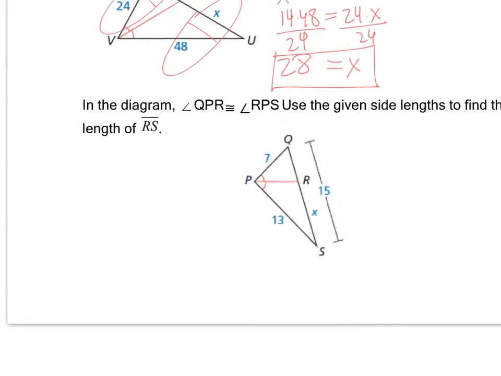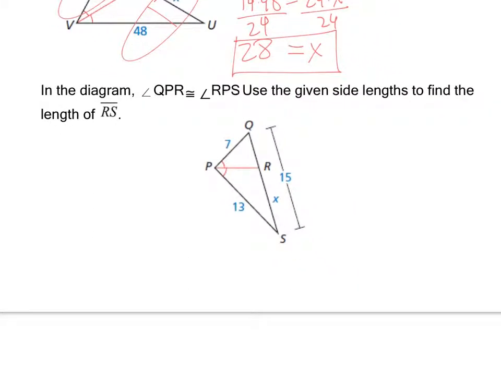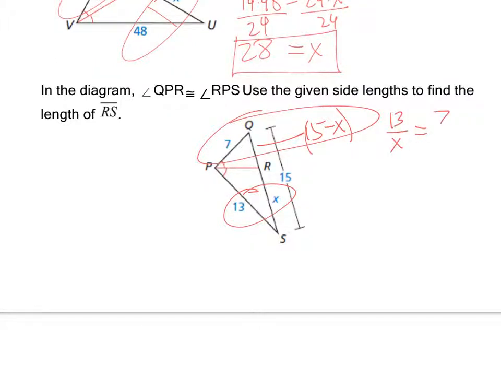So one last little example here. What if we have this situation where we know this whole side is 15 and this guy is x? Well, we need something for this. If the whole side's 15 and this is x, and if we take 15 and subtract x off of that, we get 15 minus x. So this piece here is 15 minus x, okay? And so now let's take those two pieces and those two pieces and make a proportion. 13 over x equals 7 over 15 minus x.